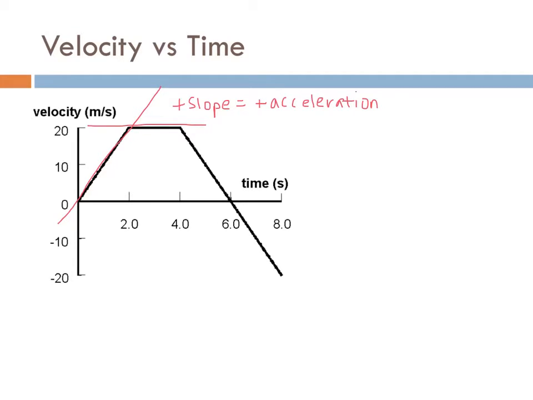Here, I have zero slope. That means zero acceleration. That doesn't mean that we are not moving. We can be moving, but we just have no acceleration. We're not speeding up or slowing down. And here, we have a negative acceleration because we have a negative slope. Again, we can't always assume just because we have a negative acceleration that we are slowing down. That's not always true.